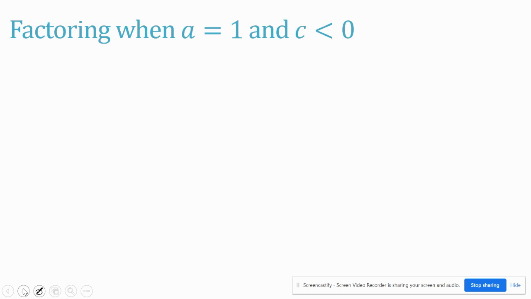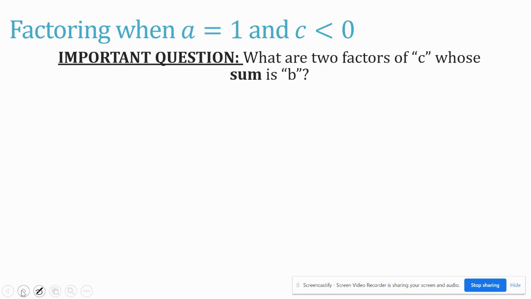So, factoring when a is equal to 1 and c is less than 0. It's very similar to what we did yesterday, but there's one thing we need to remember, and we'll talk about it right now. We're still going to be looking for two factors of c whose sum is b. The only thing is the sum is going to be a little different, and we'll see why.